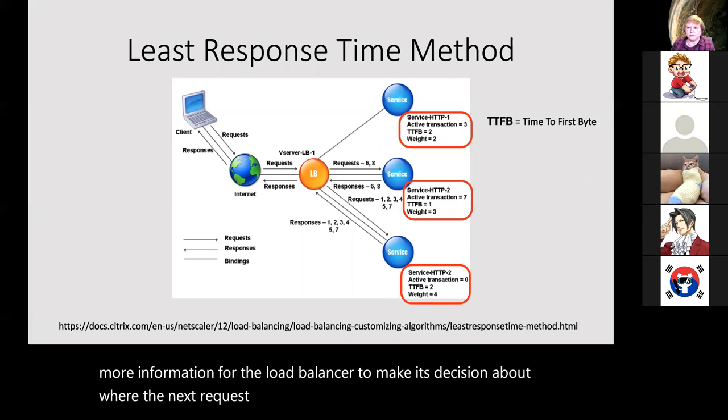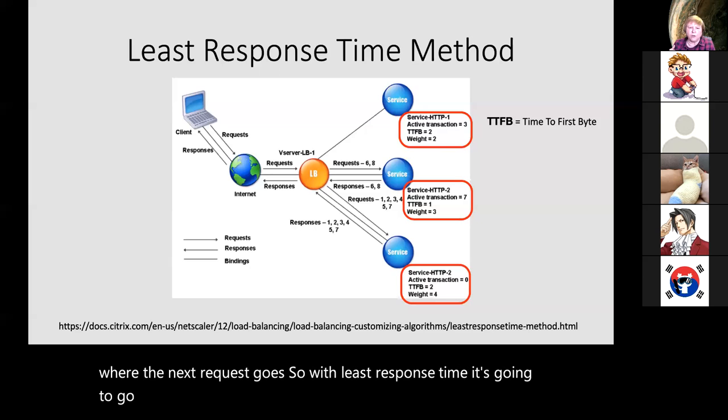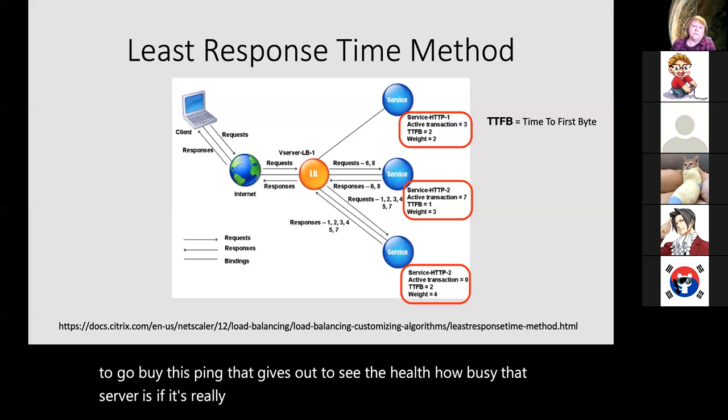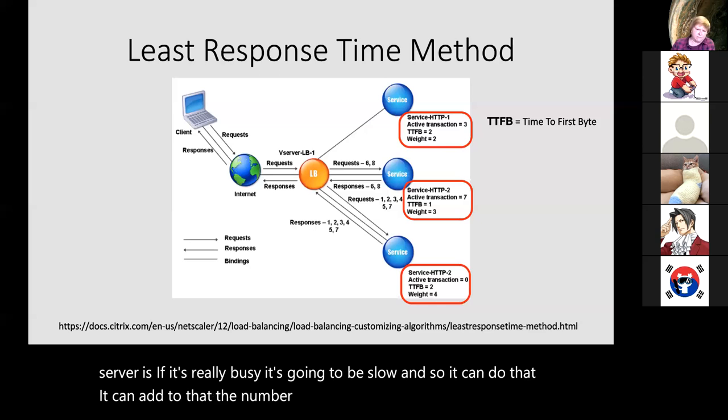So with least response time, it's going to go by this ping that it gives out to see the health, how busy that server is. If it's really busy, it's going to be slow. And so it can do that. It can add to that the number of transactions it has, the size of machine, and it can figure out where it should go next.